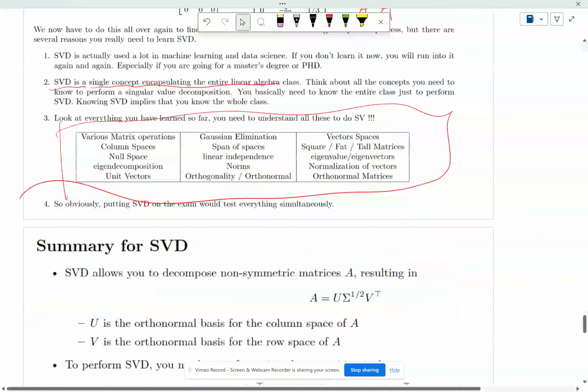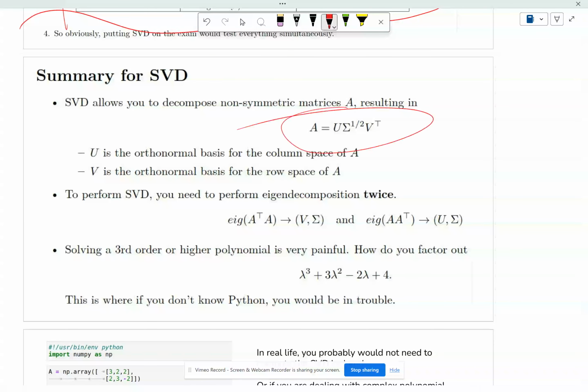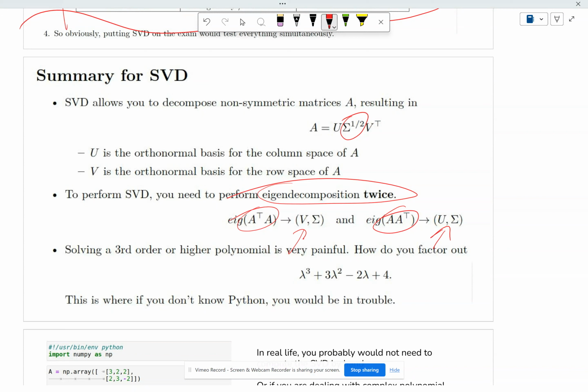So, as a summary for singular value decomposition, SVD allows you to take any non-symmetric matrix and decompose it into 3. Now, U is an orthonormal basis, so is V, right? And these are the singular values. To perform SVD, you need to perform eigen decomposition essentially twice. One time A transpose A, another time A A transpose. And each time it will give you either the V or the U.